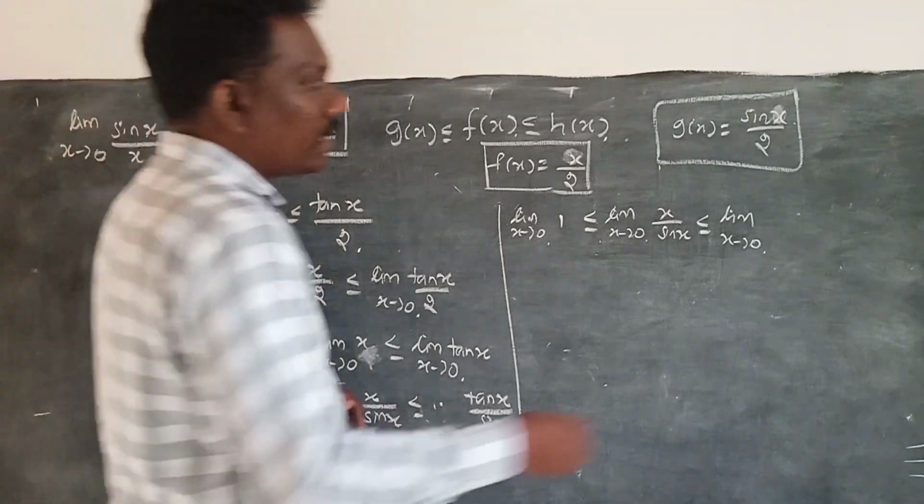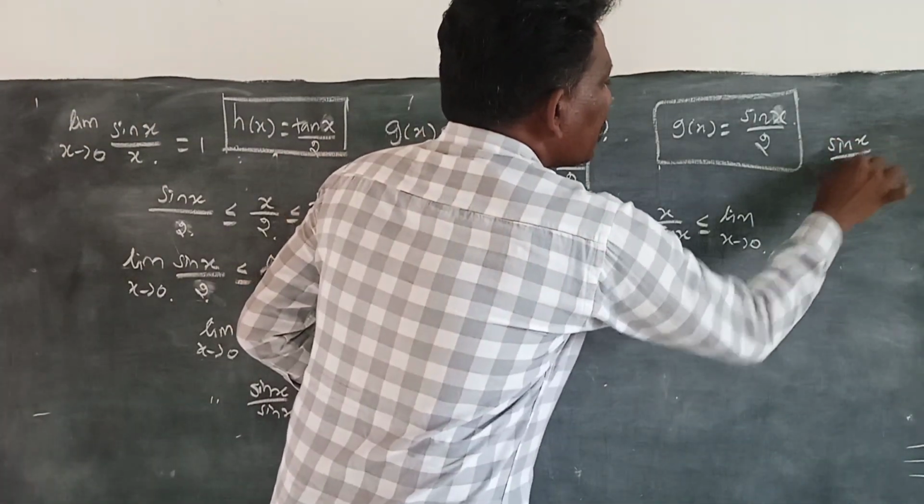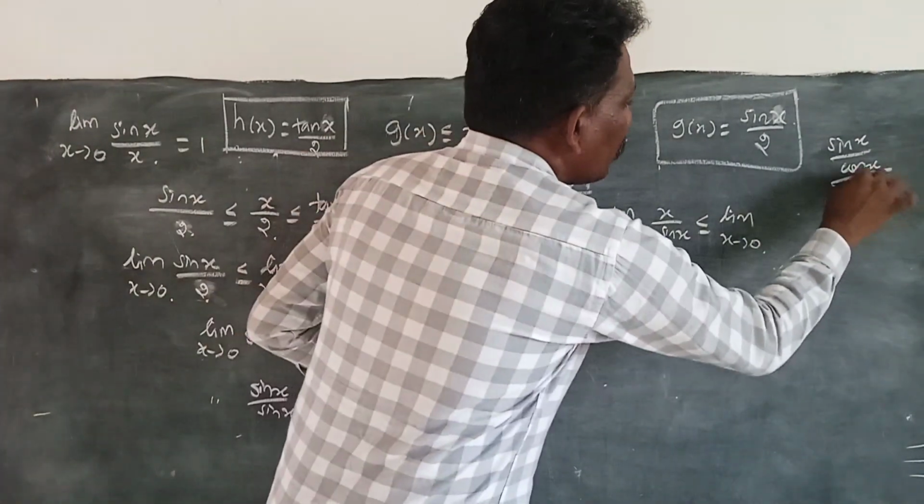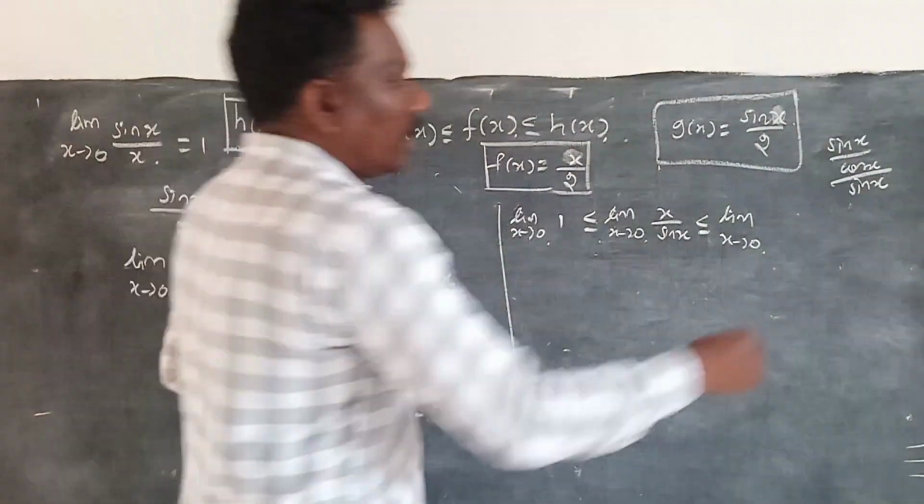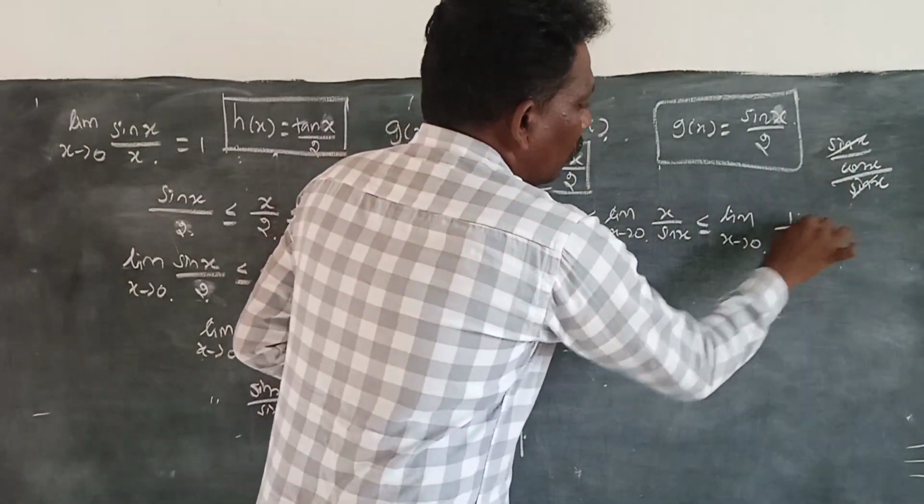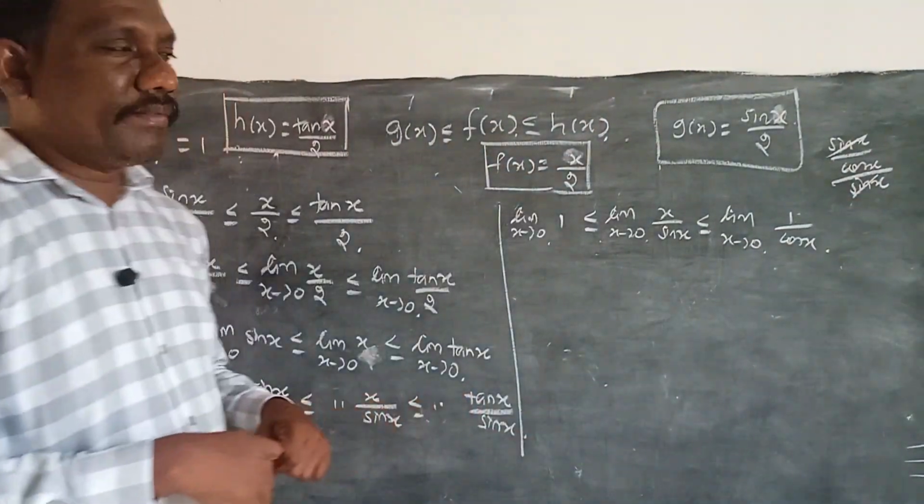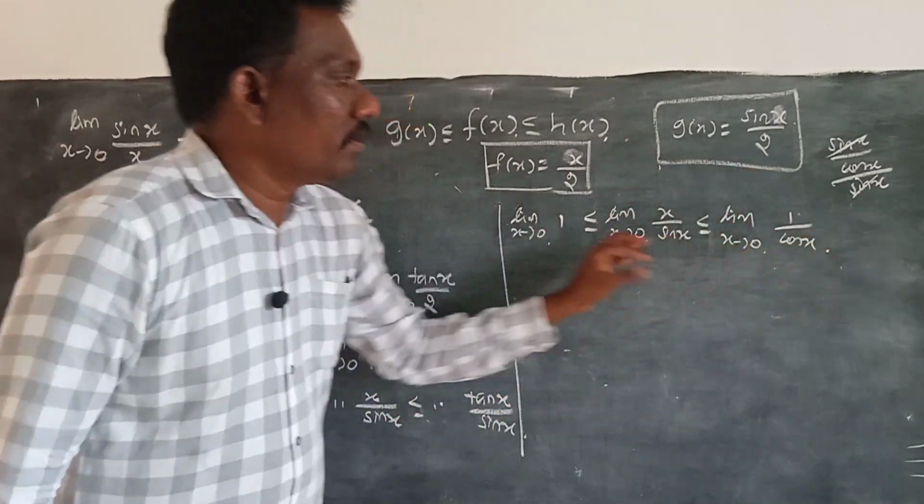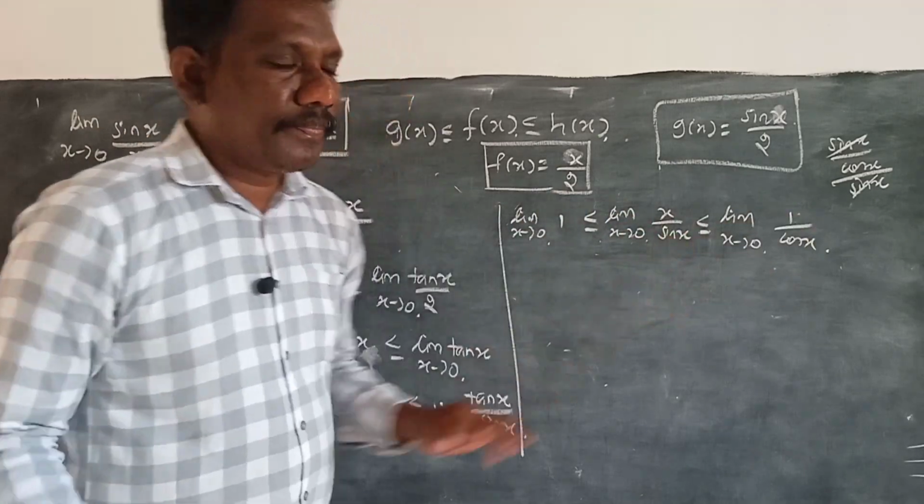What is tan x by sin x? Tan x is sin x by cos x, again we have over sin x. So what can we do now? We can cancel here, and what is remaining here is 1 over cos x, the leftover function. Okay, so now we are clear with all the functions.